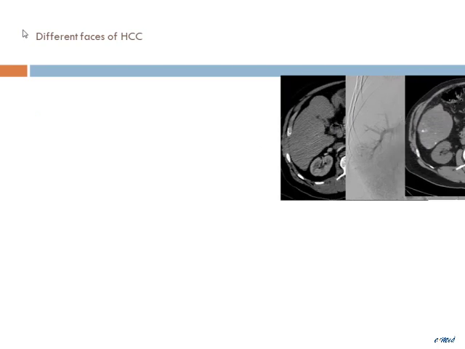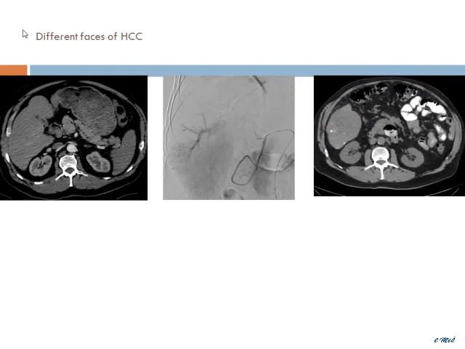Another issue is that HCC has different phases. This patient on the top has a segment 6 lesion here, which is very hard to see. And on angiography, there's also some arterial portal shunting as a proof of portal macrovascular invasion. This is the CT following the chemoembolization procedure, showing very, very scarce uptake of lipiodol.